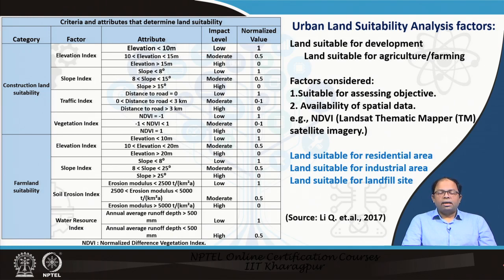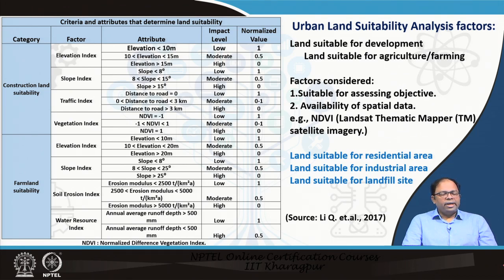Based on their impact levels, elevation which is lesser than 10 meters is low. That means construction shouldn't be much of a problem in those areas. In other words, the more the height or the slope increases, the more construction difficulties may happen. So that's why they have given a moderate and then a high value to elevation greater than 15 meters. And then for slope, they have given values for slope lesser than 8 degrees, 8 to 15 degrees, and slope greater than 15 degrees. So the first criteria is for elevation, lower than 10 meters, then 10 to 15 meters, and so on.